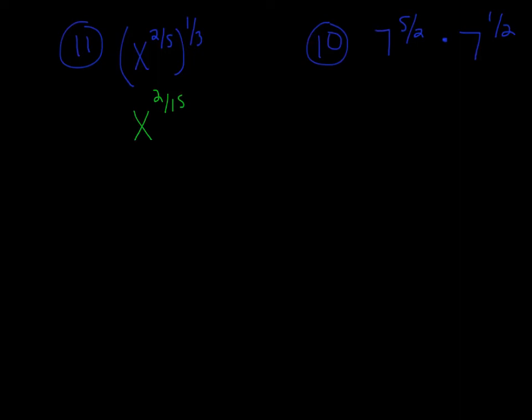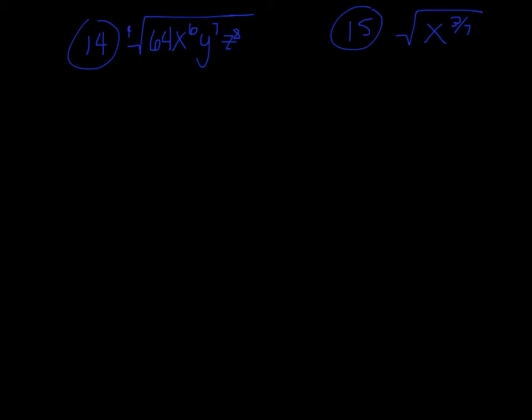On number 10, we're also using properties of exponents. When you have two things that have the same base and you're multiplying, you add your powers. 5 halves plus 1 half is 6 halves, which can be rewritten as 3. So 7 cubed would be our final answer.